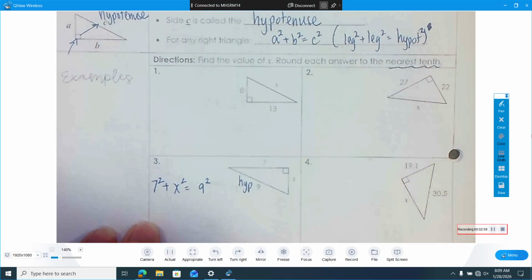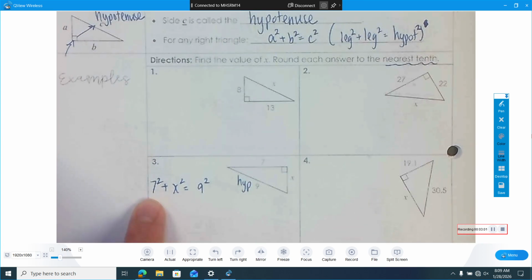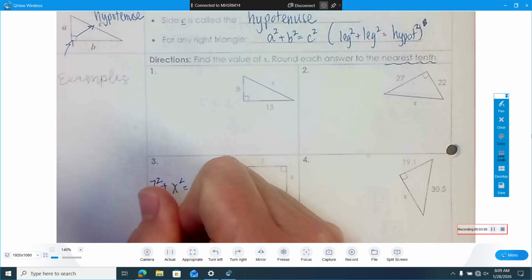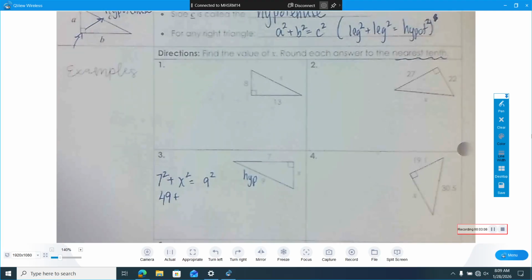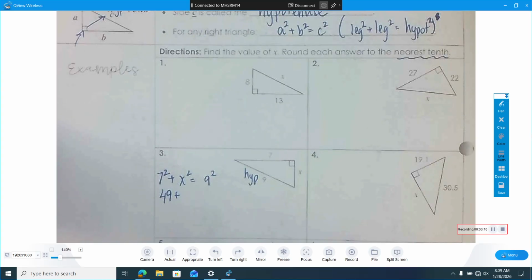Equals the 9 squared, the hypotenuse squared. Does it matter if you did x squared plus 7 squared? Not at all. Okay, great. So we have 49 plus, hello. I need more time on my exam. Okay. Go ahead and finish that up.